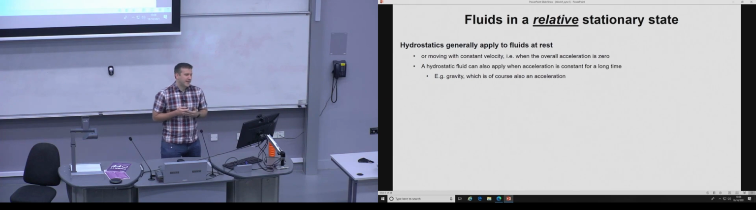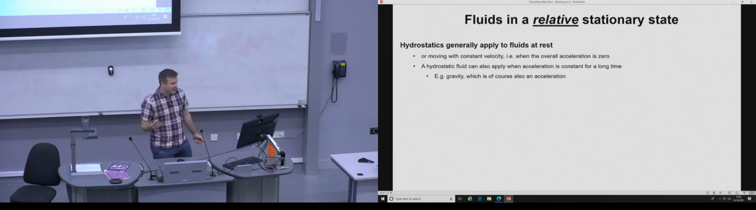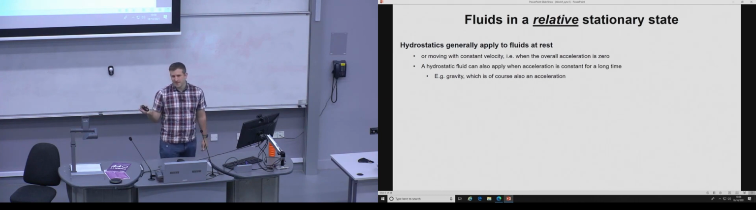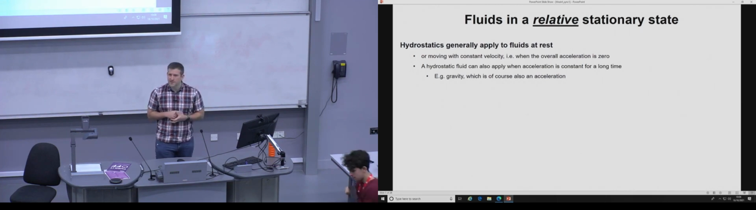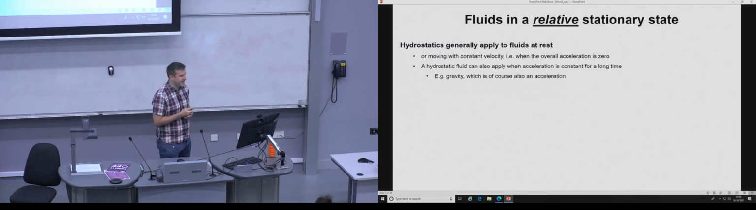Now, hydrostatics, as is self-evident in the name, applies to the state when a fluid is at rest. It doesn't necessarily need to be water, as is implied by hydro. It is basically any fluid which is at rest and which is at a constant density. Effectively, in that particular case, we say that it's stationary, and the only acceleration that is acting on it is gravity.